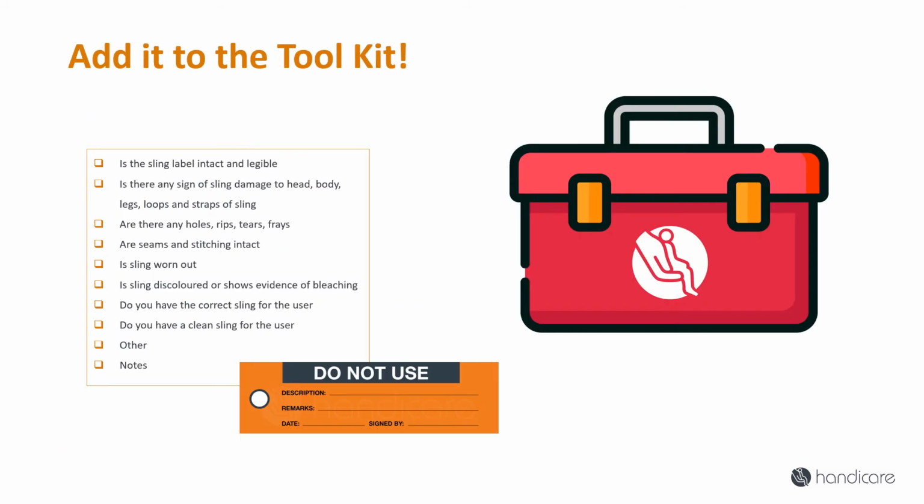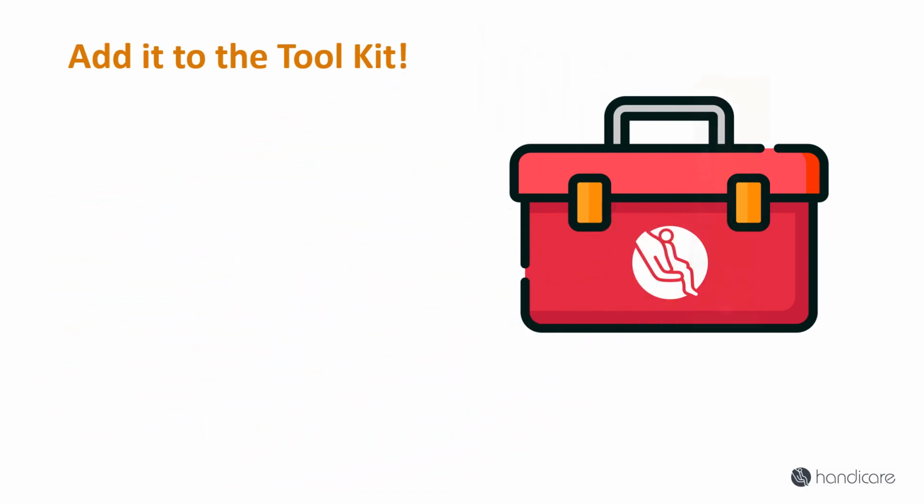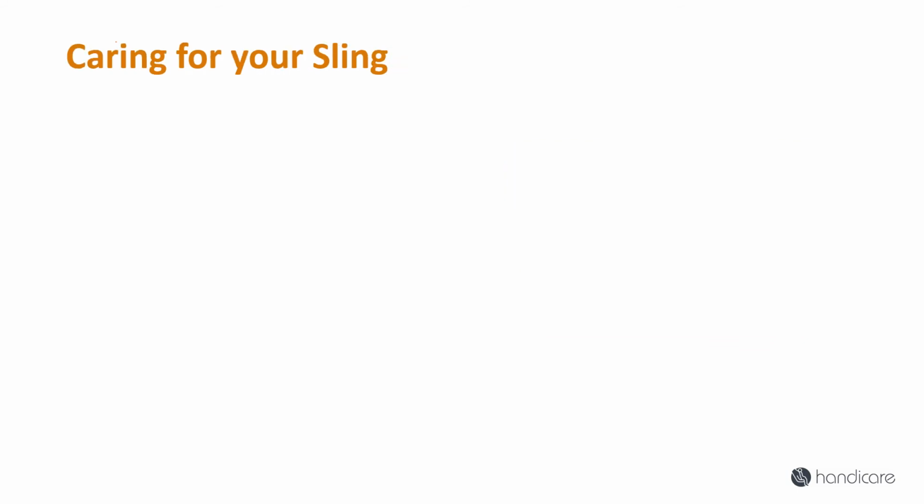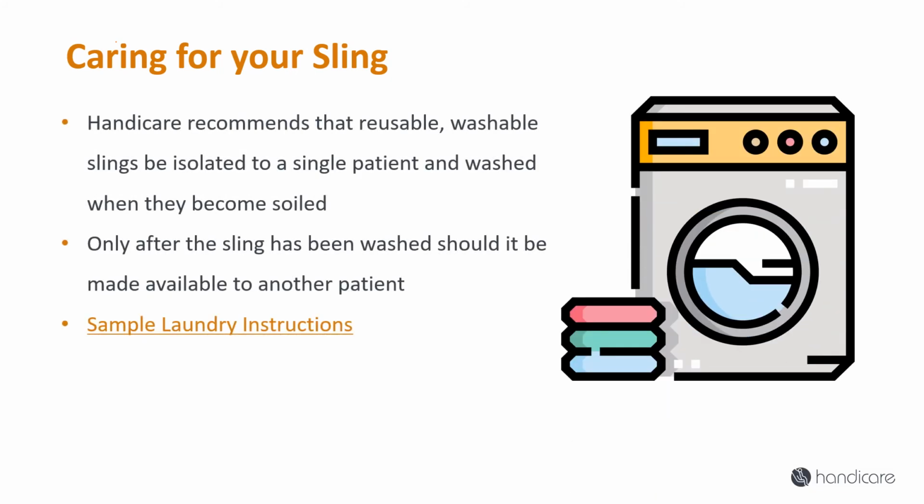These handy resources can be added to your training toolkit to coach caregivers on sling inspection and how to discard slings that are not usable. As part of the sling pre-use inspection, ensuring you have a clean sling on hand for the resident to prevent cross-contamination is essential. Handicare recommends laundering slings that are reusable. Sling laundry instructions can be found on the sling label, in user manuals, online, or if you have specific questions regarding laundry, feel free to contact us. On screen is a sample of the laundry instructions for the universal sling. Feel free to add it to the toolkit to teach caregivers about caring for slings.